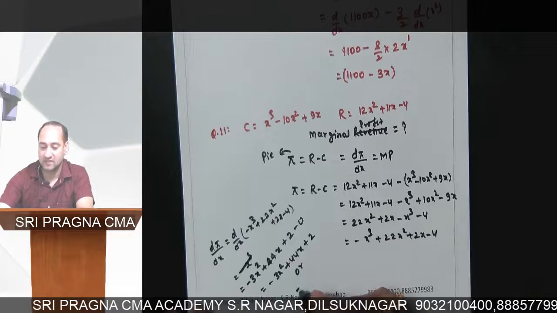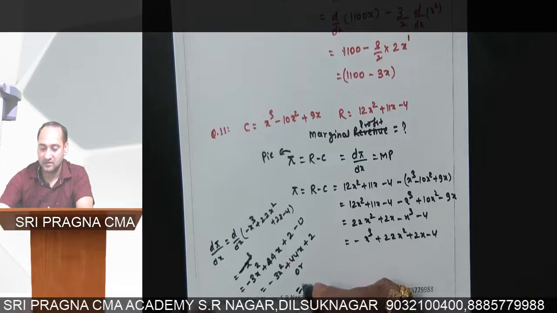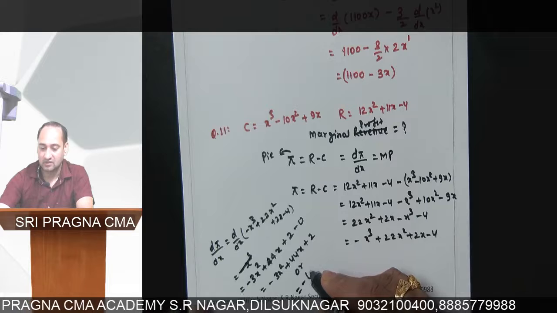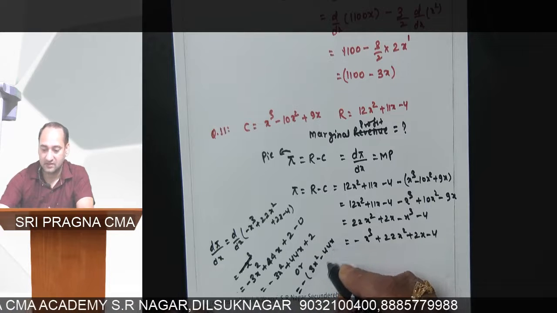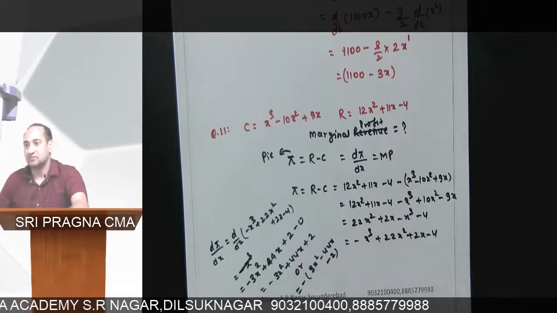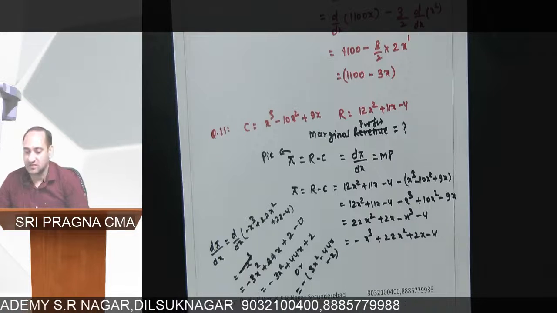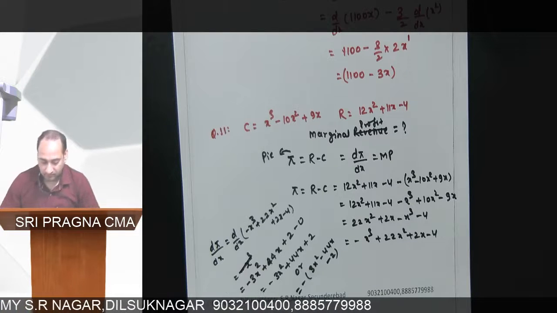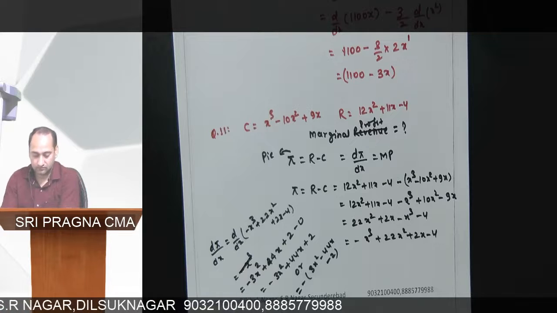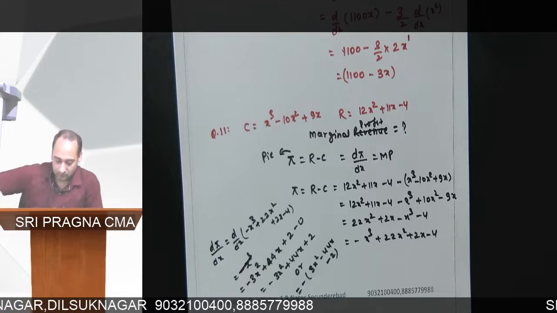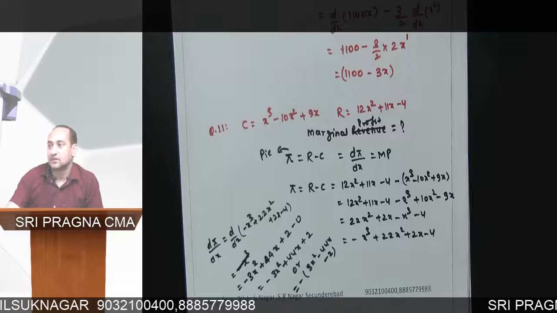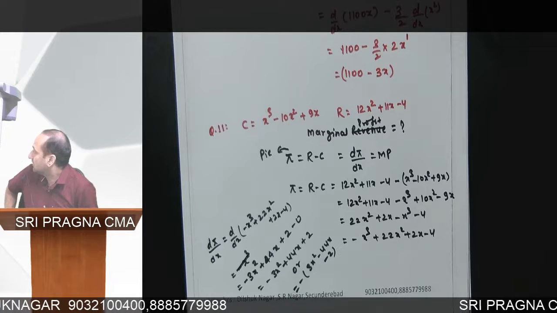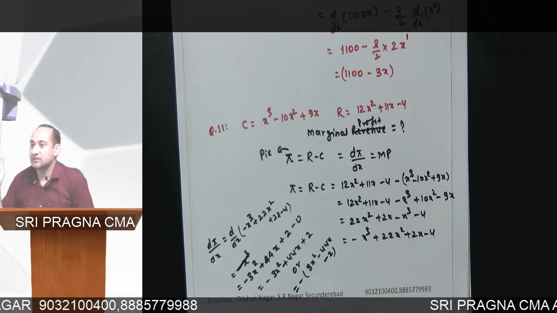Or you can write also like this. If you take the minus common, what can you write? 3x square minus 44x minus 2. Is it clear? Simple maths. Please write it up. Is this visible now, everyone?